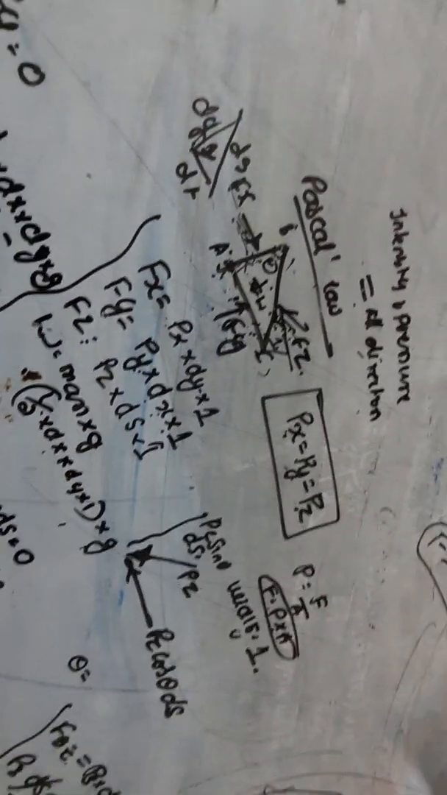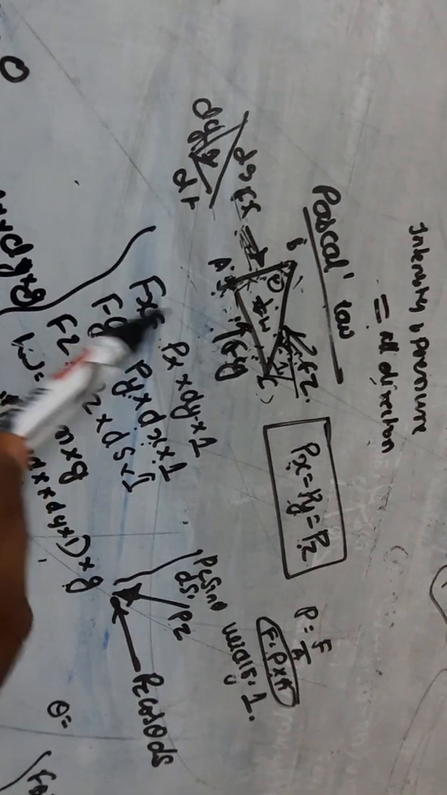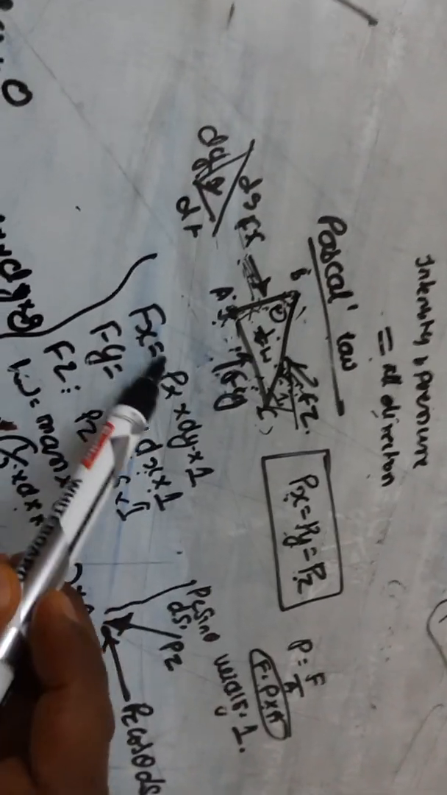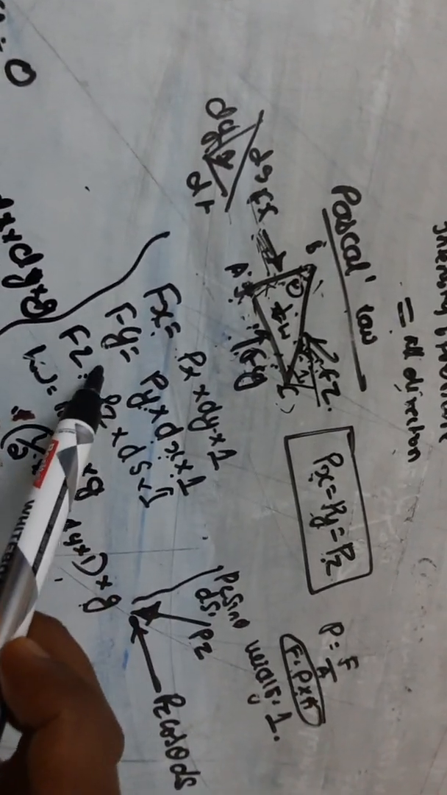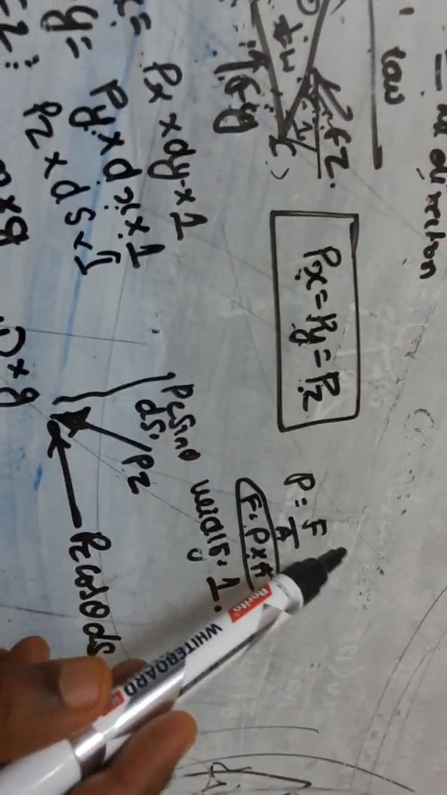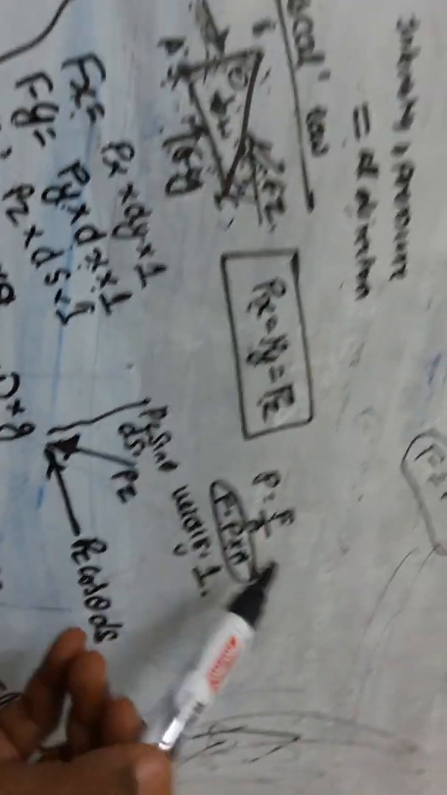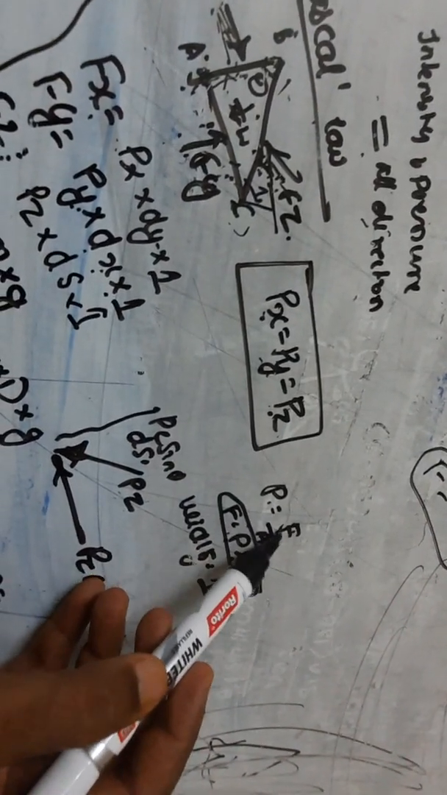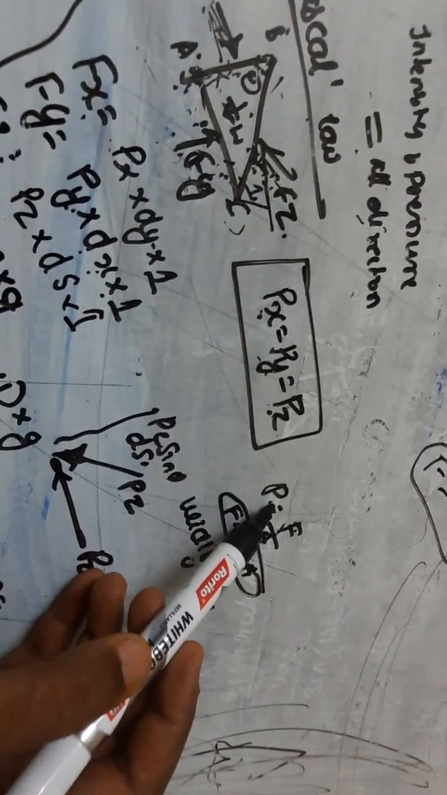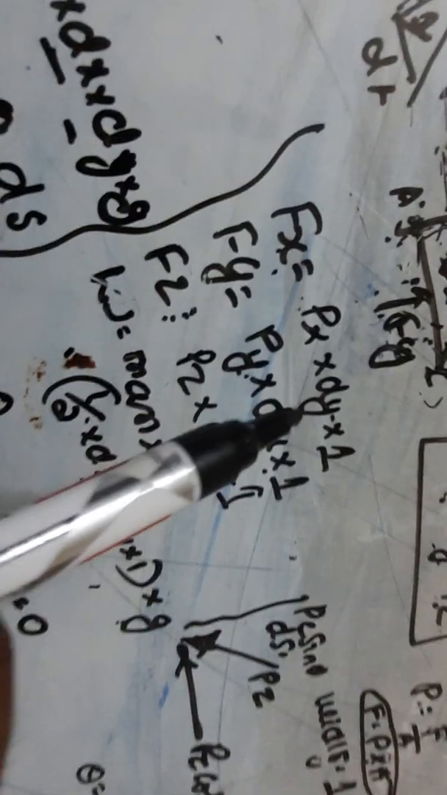That is the input. First you write Fx, Fy, Fz. It means force in x direction, force in y direction, force in z direction. We know that pressure is equal to force by area, so force is equal to pressure into area. That is cross multiplication. That is enough. So next, write down force in x direction: pressure into area.